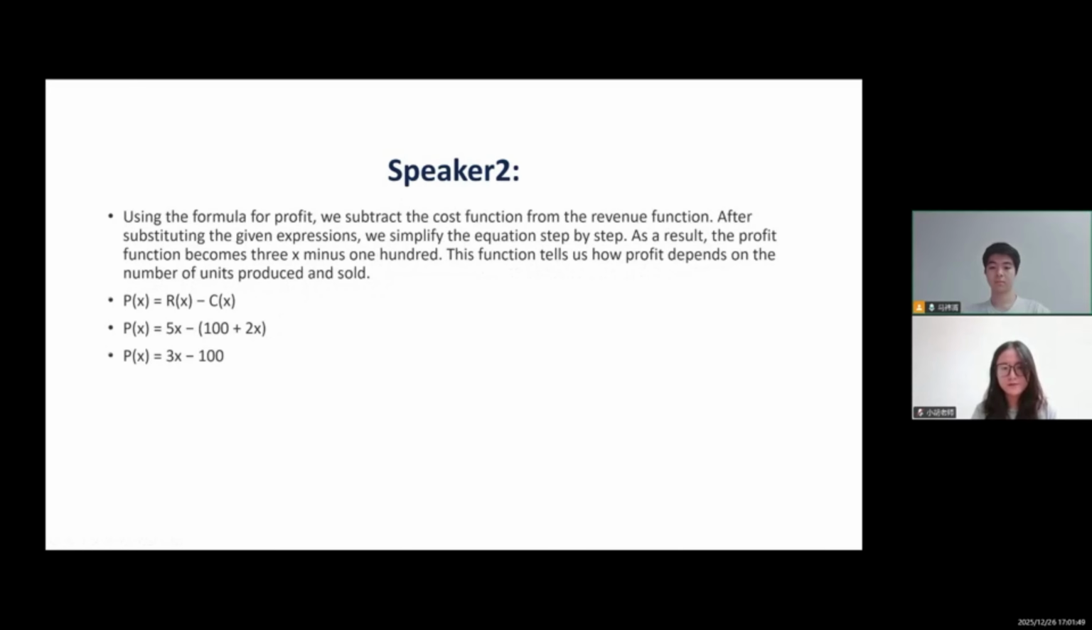Using the formula for profit, we subtract the cost function from the revenue function. After substituting the given expressions, we simplify the equation step by step. As a result, the profit function becomes 3x minus 100. This function tells us how profit depends on the number of units produced and sold.